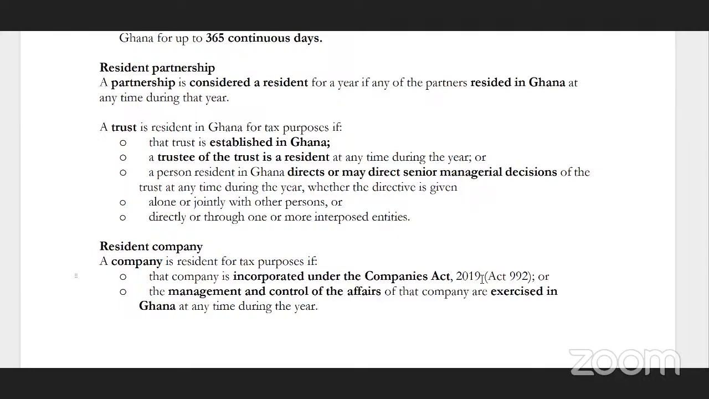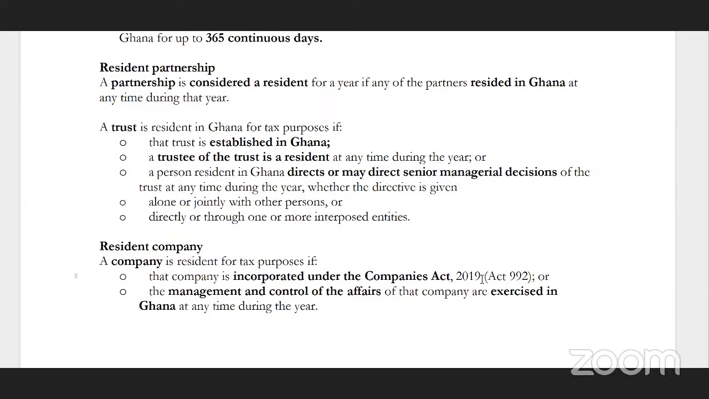So first of all, the trust should be established in Ghana. A trustee of the trust must be resident at any time during the year, or you have somebody who is resident, who is directing the senior managerial affairs or decisions of that trust. Then it becomes a resident trust. For a company, it's simple. You must be incorporated under our Companies Act, or management and control of the affairs should be exercised in Ghana.